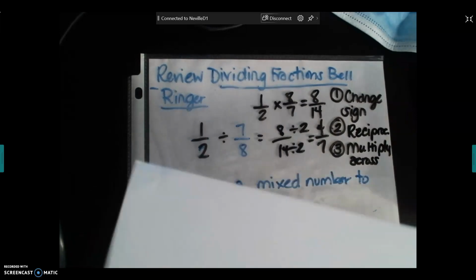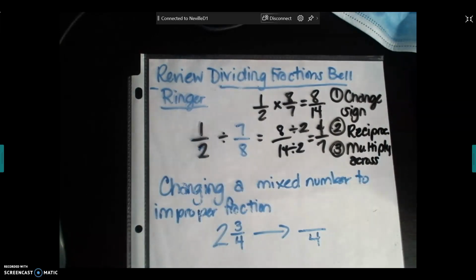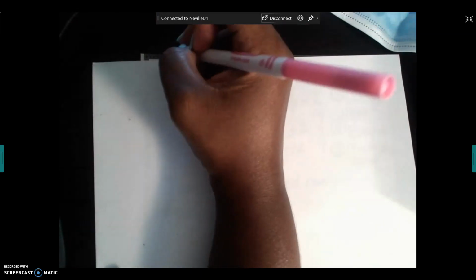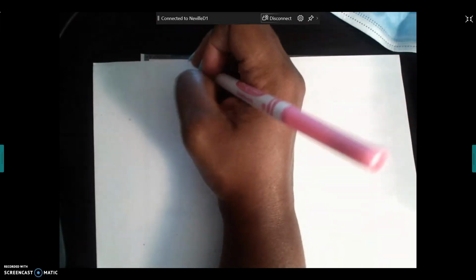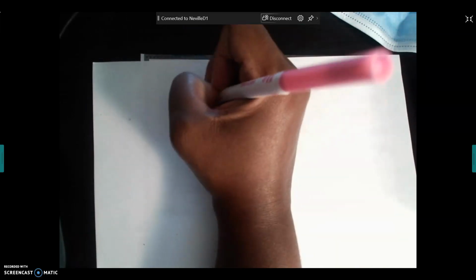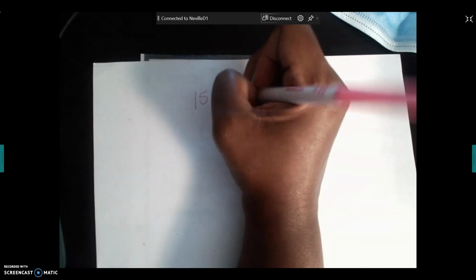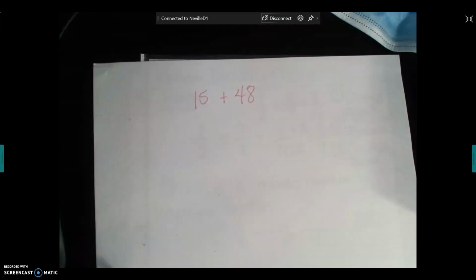I wanted to look at one more time because some of you have homework with this tonight because you didn't come see me during first period like I asked you to. So I wanted to make sure we're understanding how to use that GCF. And for some of my students who are virtual, they missed that lesson, so I want them to see it here. Let's say I have 15 plus 48.